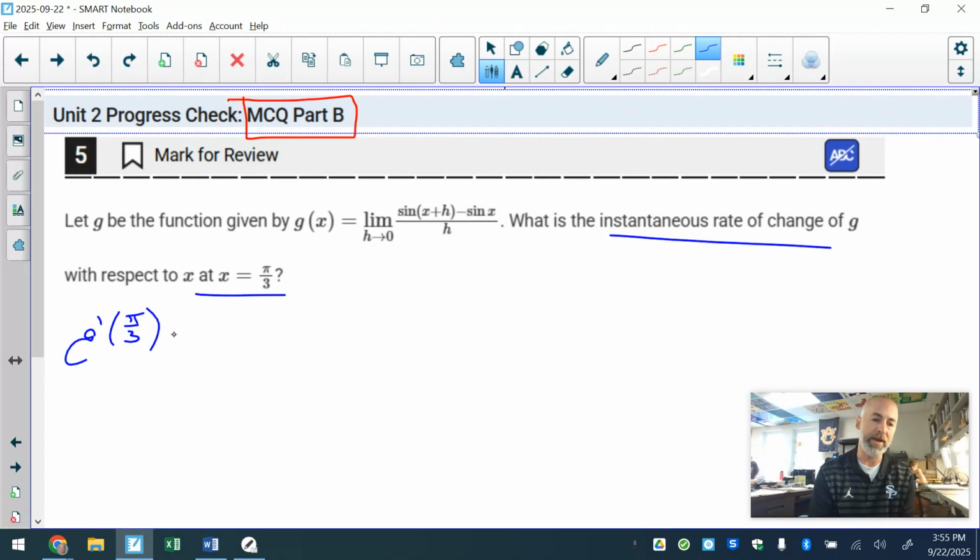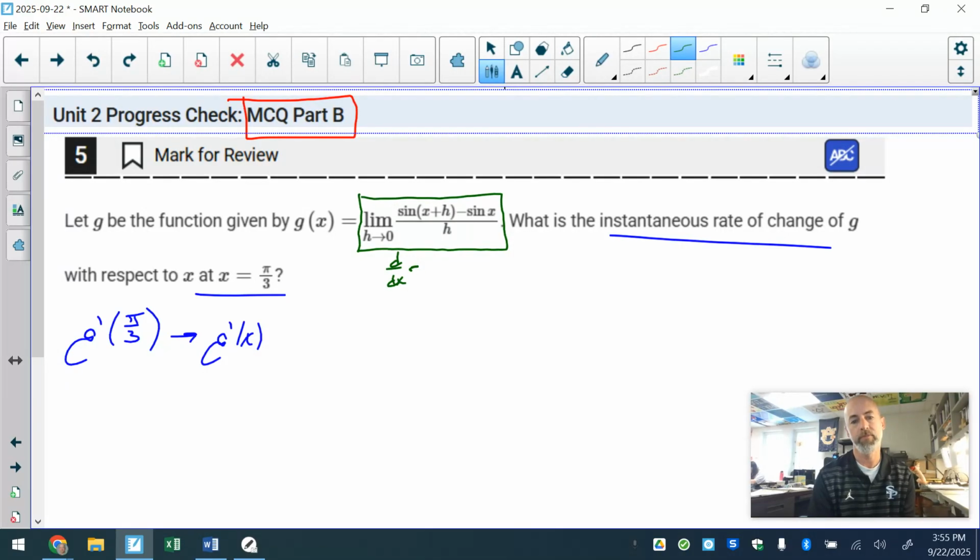And to get g prime of pi over 3, I need to first find g prime of x. And if I want g prime of x, I need to know what g of x is, and that's where this question gets really tricky, because g of x is defined as a limit, but this limit is the limit definition of a derivative, and that limit is actually referring to the derivative of the function sine x. And so what is the derivative of sine x? Well, that would be cosine x.